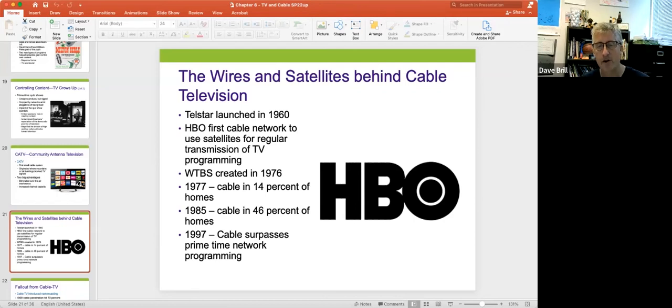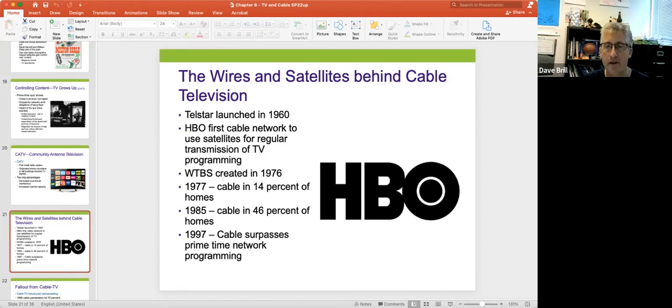Well, HBO was the first, but then we had WTBS, a station in Atlanta that went national, and WGN in Chicago, right? These all became very much a part of the cable landscape. ESPN is created in the early 1980s. Of course, CNN comes along in the early 80s as well. And so you had all these cable networks that were becoming national. And you can see that the growth goes pretty quickly.